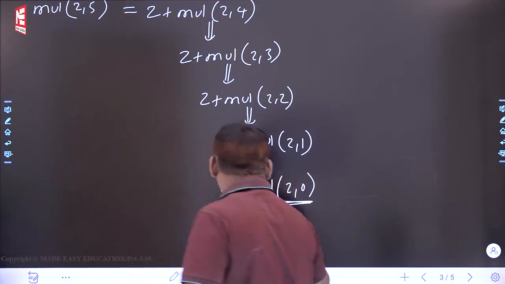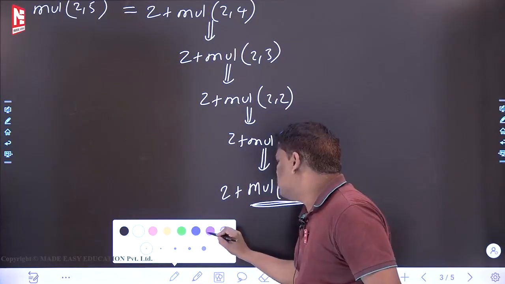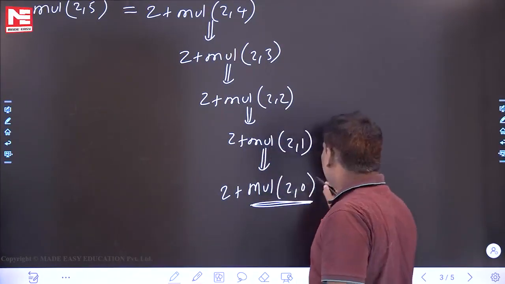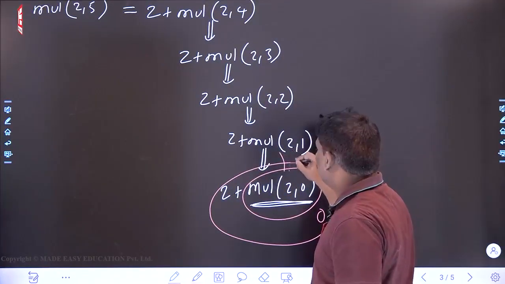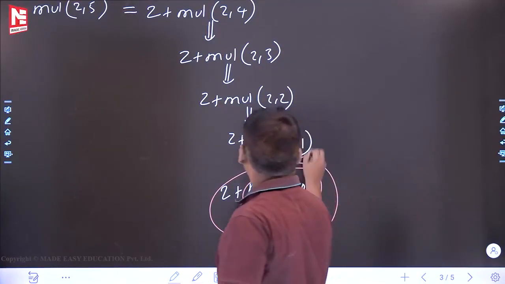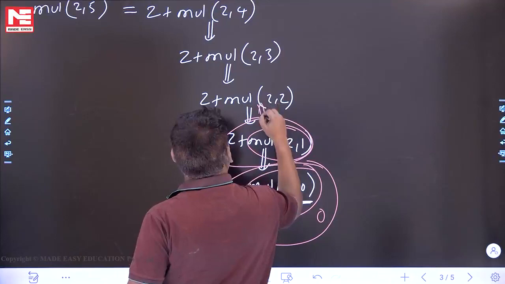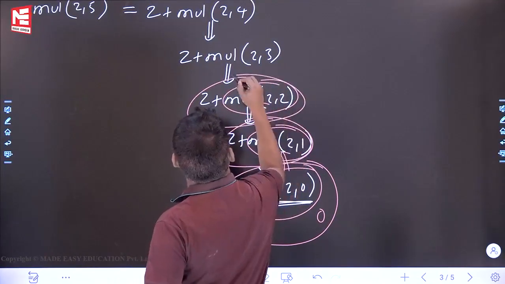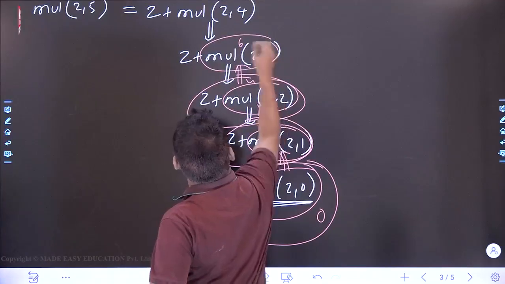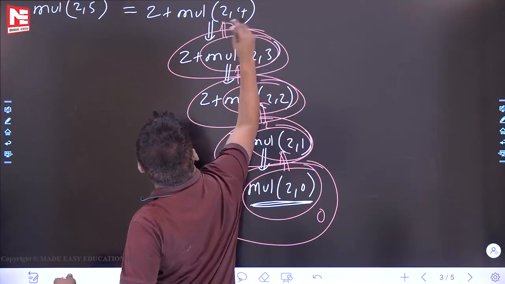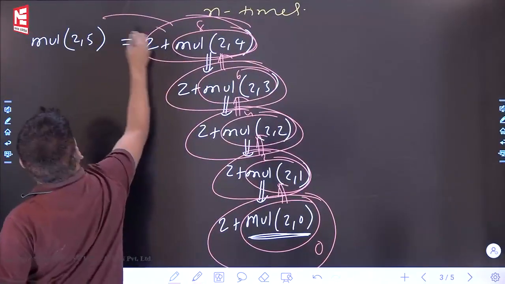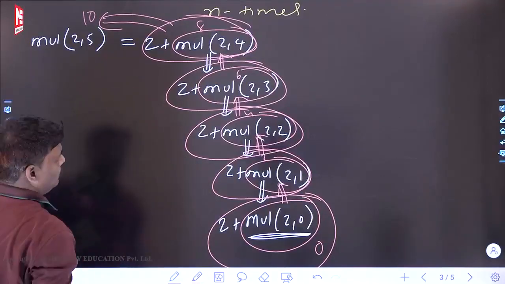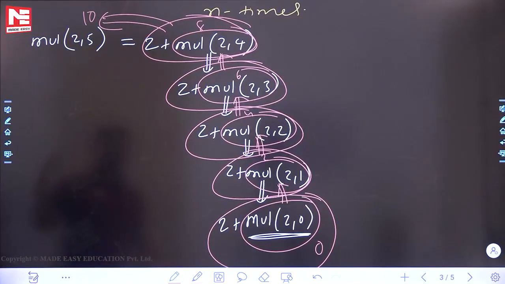Yes, 2 comma 0, what is the answer? Let me check, 2 comma 0 value is going to be 0. What is 2 plus 0? 2. What is 2 plus 2? 4. What is 2 plus 4? 6. What is 2 plus 6? 8. What is 2 plus 8? 10. So multiplication of m comma n, multiplication of 2 comma 5, is 10. You know the answer is 10.